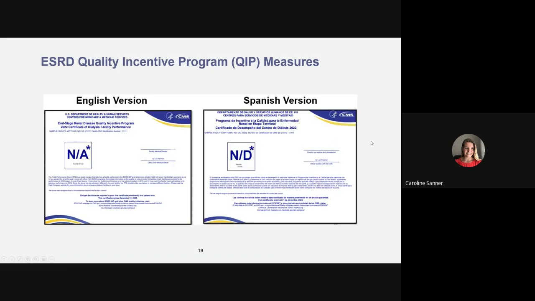On this slide is a picture of what your QIP score posters look like in your facility. There should be an English and a Spanish version. There is no facility indicated on these posters, as these are just samples, but this is what it looks like at your facility, and it's there for patients and facility members to know what the performance score was for that year.